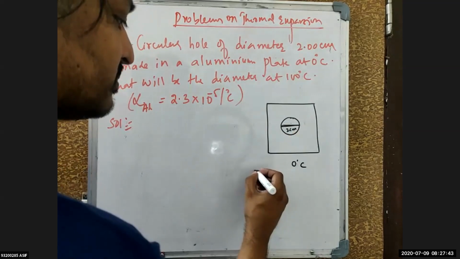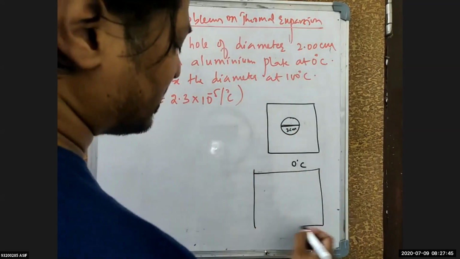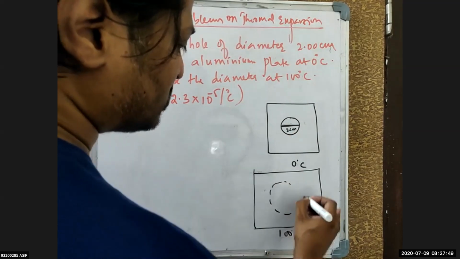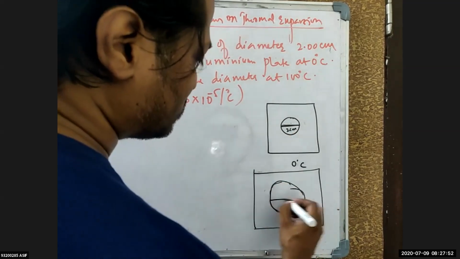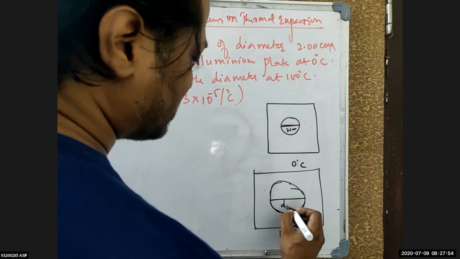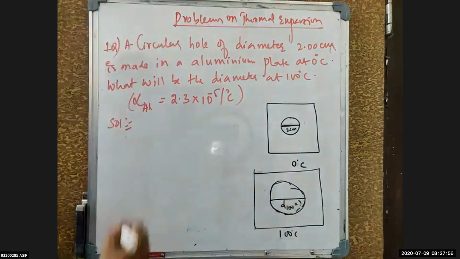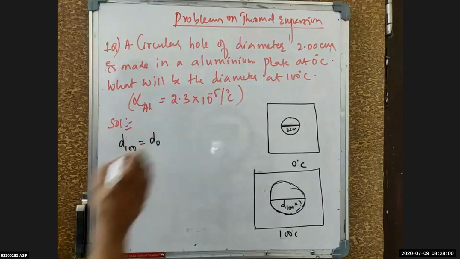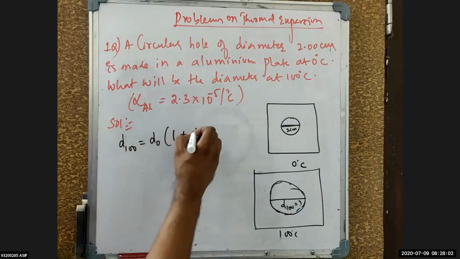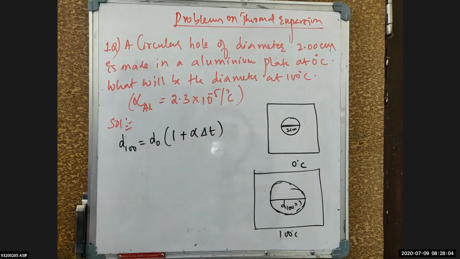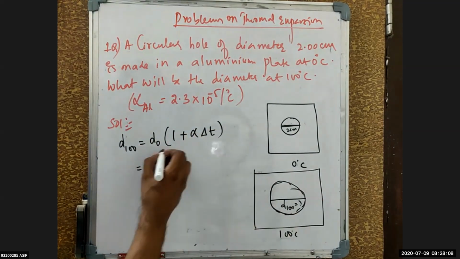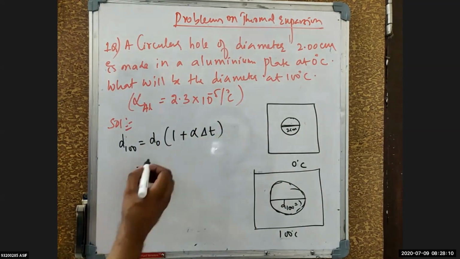Now when the plate goes to 100 degrees centigrade, the hole diameter is also increasing. So diameter at 100 degrees centigrade is equal to how much? Diameter at 100 is equal to d at 0 degrees centigrade into 1 plus alpha into delta theta. Diameter is nothing but length only, no? So that is equal to d naught, the diameter at 0 degrees centigrade.